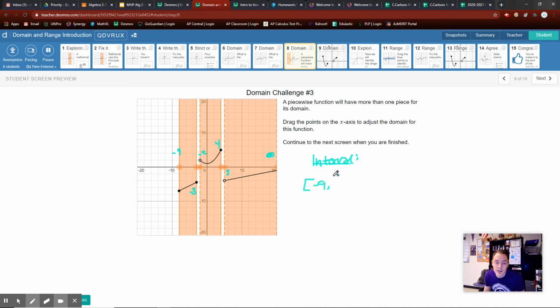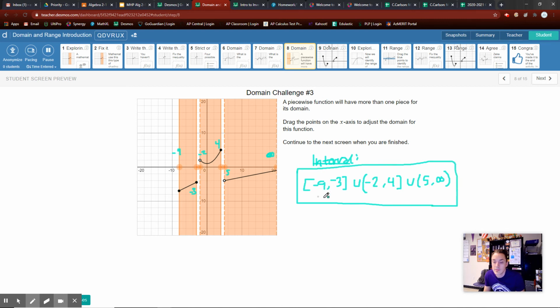-9, comma, -3, bracket. I jump, union, I jump to a new piece. So that means I go now to parentheses, -2, comma, 4, bracket. And then union, parentheses, 5, comma, infinity, parentheses. This is what it would look like if I wanted to do interval notation.